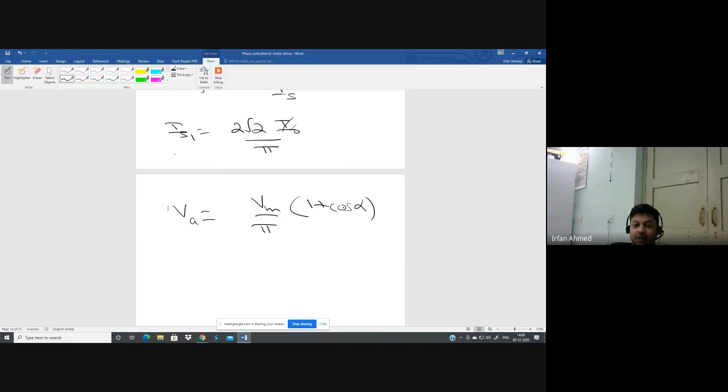Okay, if you want to further improve the power factor, or if you want to improve the power rating, then you have to go for 3-phase converters. Okay. So I'll stop with the controlled rectifiers here.